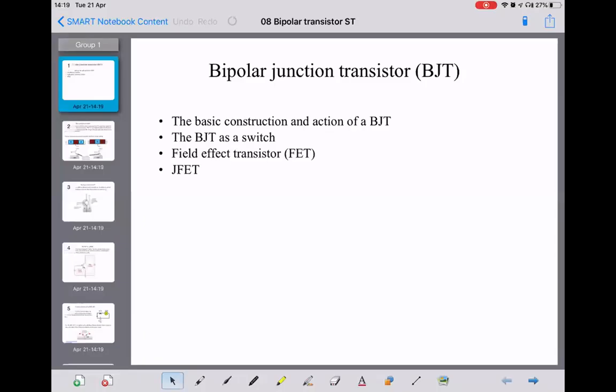Our session this afternoon is on the bipolar junction transistor, and we're going to do a little bit on field effect transistors as well. We're going to look at the basic construction and action of a BJT. We'll look at how it can operate as a switch. At some point, maybe next week or the week after, we'll look at it as an amplifier as well. Then we're going to have a look at the field effect transistor.